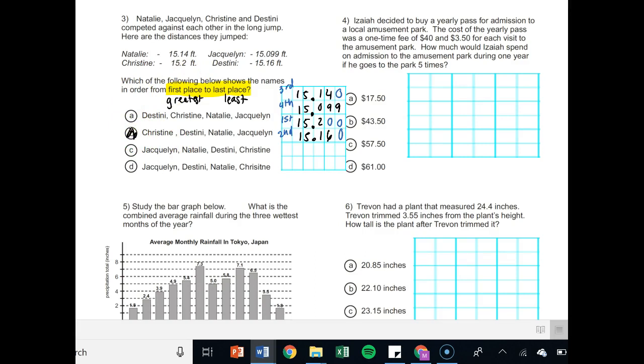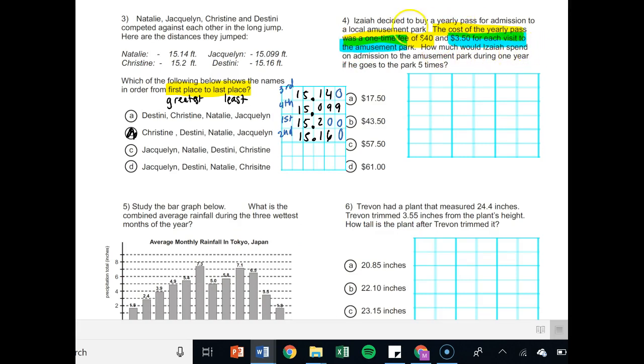All right. I'm also going to help you with number 4. It says Isaiah decided to buy a yearly pass for admission to a local amusement park. The cost of the yearly pass, the cost was a one-time fee of $40. So no matter what, he's got to pay $40. But then he has to also additionally pay $3.50 for each amusement park visit.